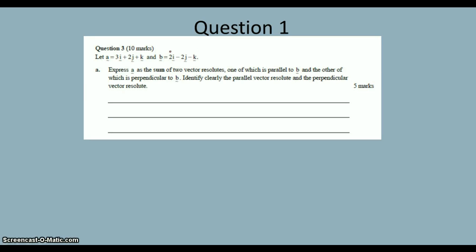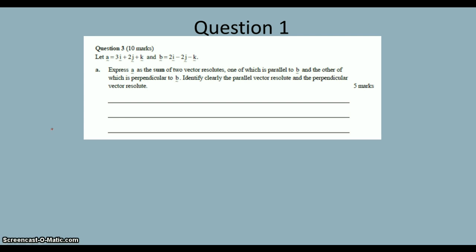Our first question comes from a VCE exam. It's giving us two vectors, and it's asking us to express the vector as a sum of two vector resolutes, one parallel to B and the other perpendicular to B. The language you use in New South Wales for vector resolutes is the projection of vector A onto vector B. So this question is asking us to find the projection of vector A onto vector B, and then to find that perpendicular vector to give a vector sum.